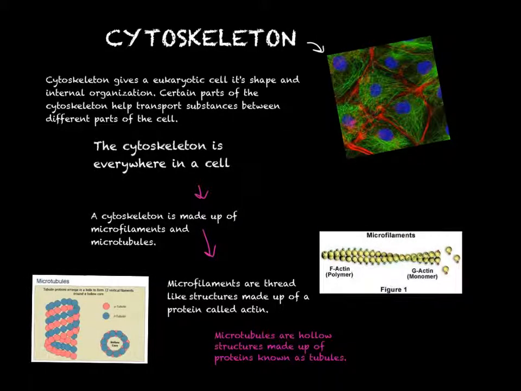Cytoskeleton. The cytoskeleton gives a eukaryotic cell its shape and internal organization. Certain parts of the cytoskeleton help transport substances between different parts of the cell. The cytoskeleton is everywhere in a cell. A cytoskeleton is made up of microfilaments and microtubules. Microfilaments are thread-like structures made up of a protein called actin. Microtubules are hollow structures made up of proteins known as tubulin.